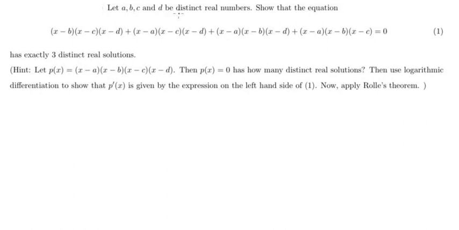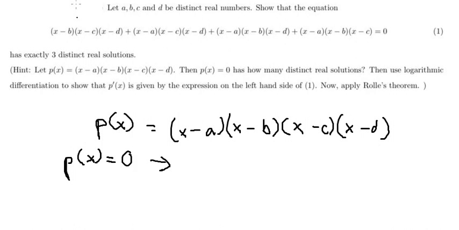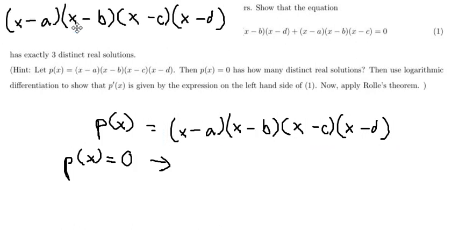Let a, b, c, d be distinct real numbers. We have this equation in here. They want to show that it has exactly three distinct real solutions, so they provide a hint. We have this equation in here. We know that when we put p(s) equals to number 0, so this one, that's about this equation, should be equals to number 0.